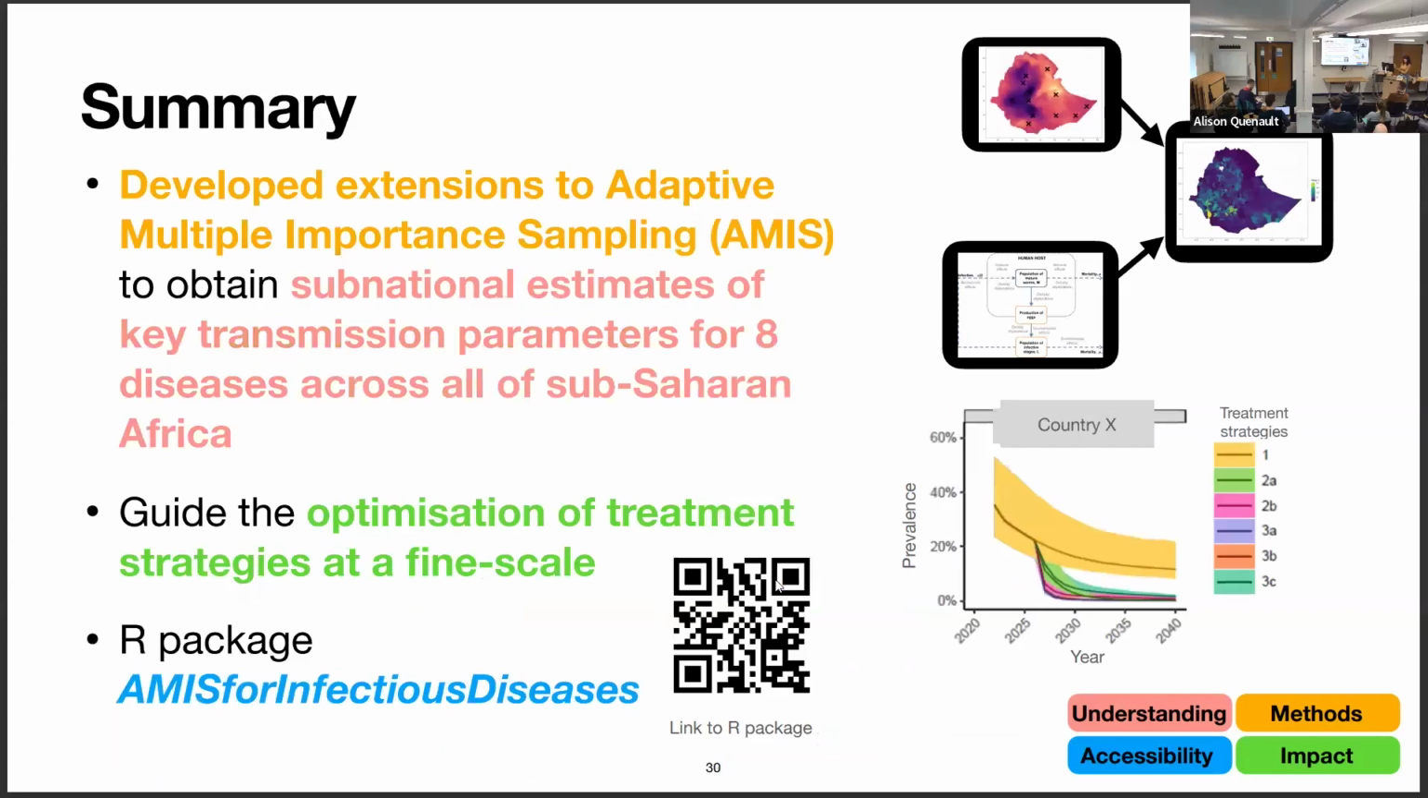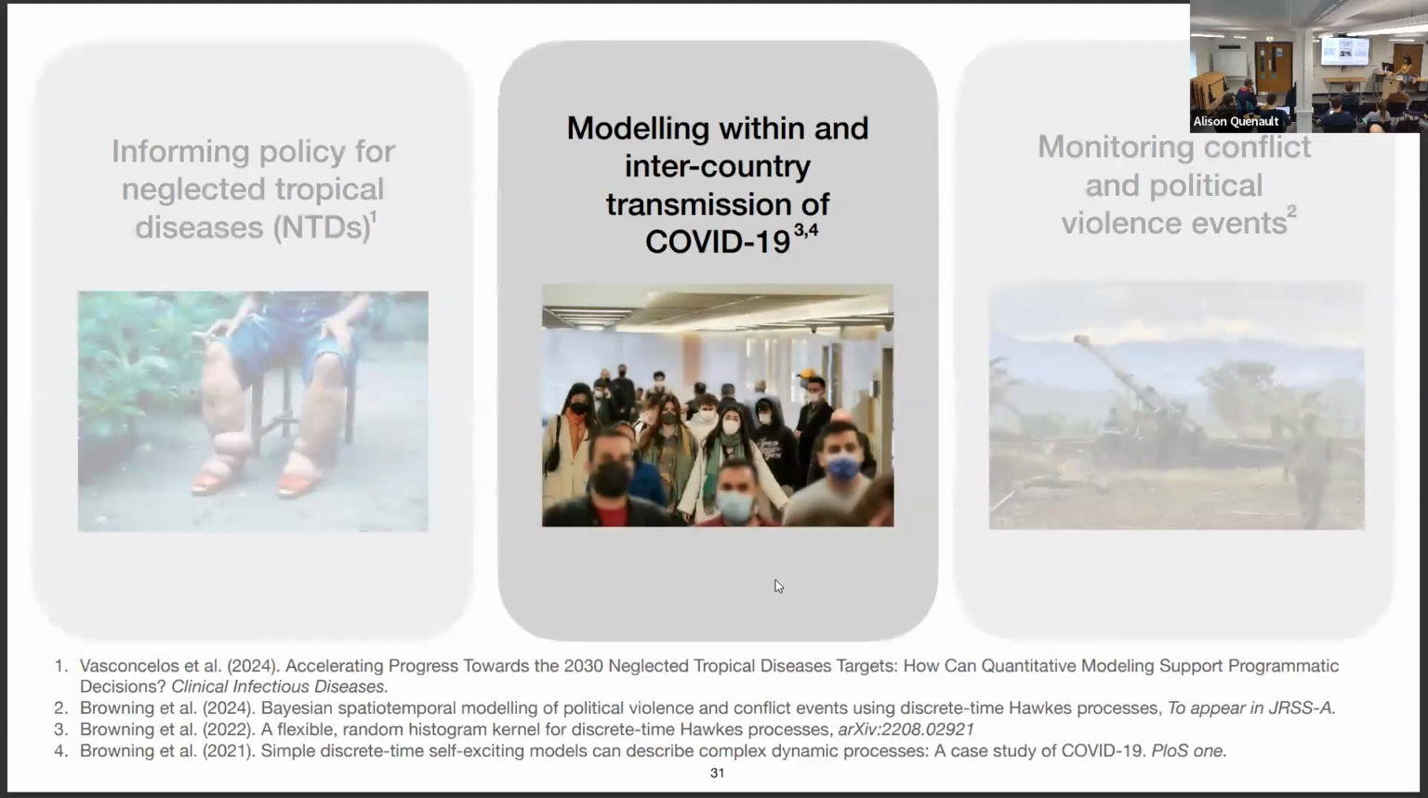So that's a very brief summary of what I was doing at the NCD Model Consortium. We developed these extensions to the AMIS algorithm that allow us to get these subnational estimates of model parameters. The end goal is to guide the treatment strategies for these diseases and inform how we should be trying to control them. We also have an R package. Okay, that's all I wanted to say on that. Any questions before I move on?